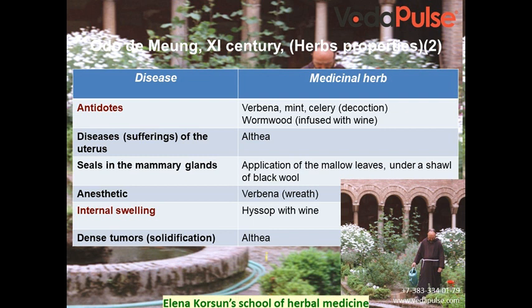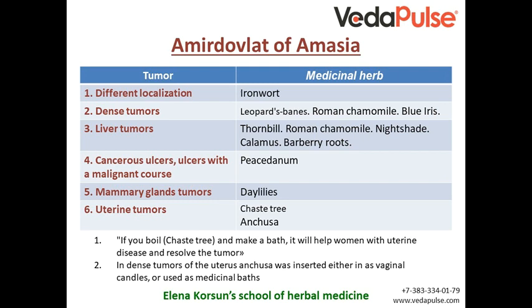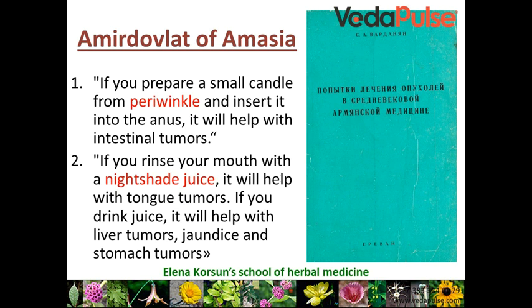We are so much fond of the book written by Amir Davlat Amasiatsi in the 15th century. For cancerous ulcers, he used Pisidanum and also Vitex, or chaste tree. This book has quite an interesting name, an ordinary name, something like 'Not Needed Things for Uneducated People'. We would strongly recommend this book for reading for people dealing with herbal therapy, because it's in the top 20 of important books in this area.